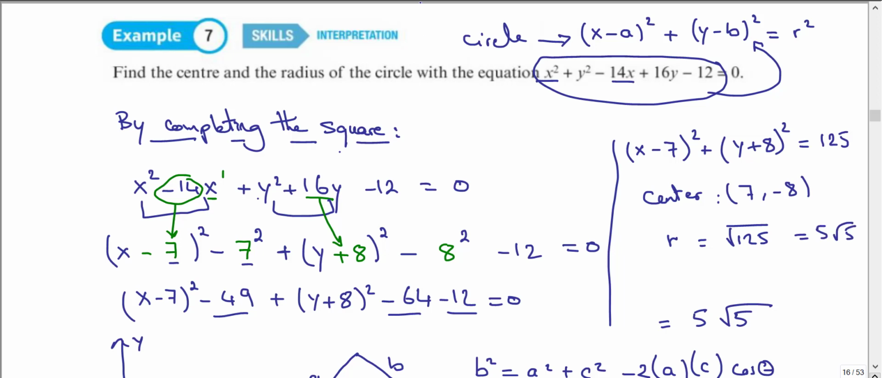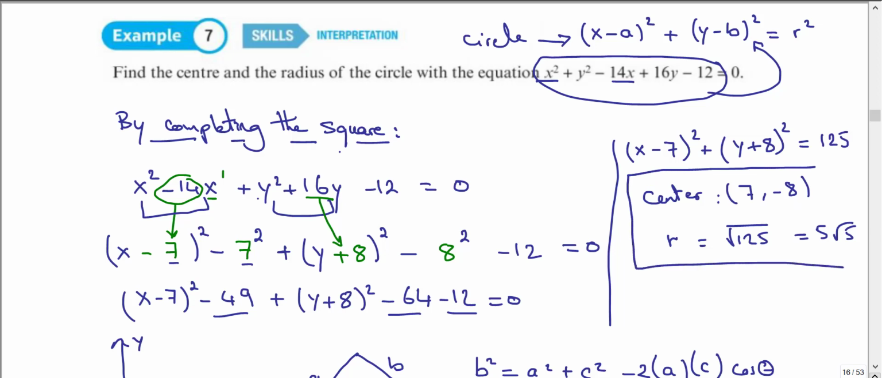Very good. We did these questions at school, that's why I know. Okay, that's great. So the radius is 5 square root 5. The center is this. And this is the answer. That's it. Yeah, very good.